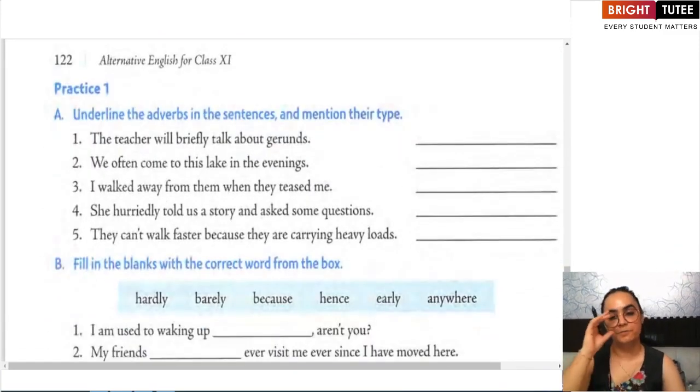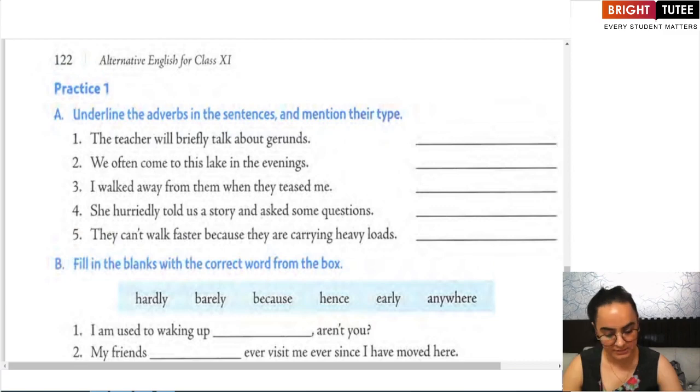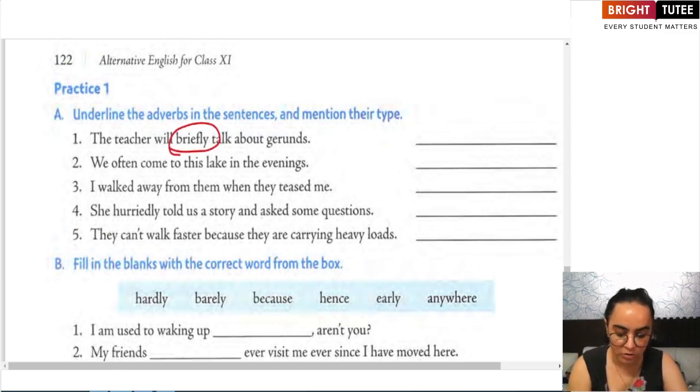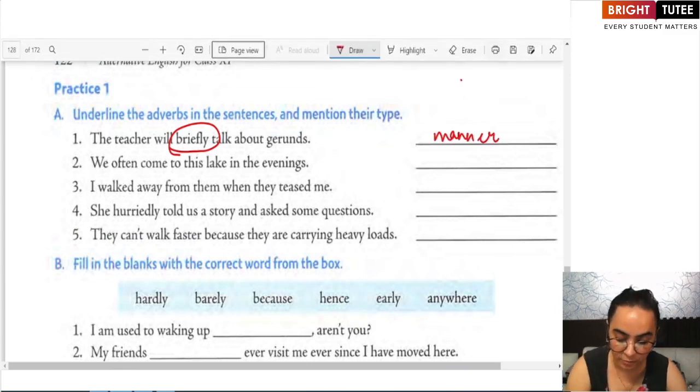So these were the different types of adverbs. Now let us look at the questions with regard to the same. Underline the adverbs in the sentences and mention their type. The teacher will briefly talk about the gerunds, briefly. So again, it is the adverb of duration.